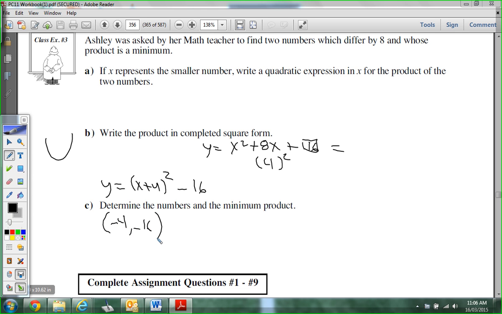So what are the two numbers then? If negative 4 is my x, what's the other number? That's our smaller guy. What's our big number? Right, x plus 8. So what's negative 4 plus 8? 4. Negative 4 and 4 are your two numbers. Does that make sense? And that makes sense because 4 times negative 4 is negative 16, and 4 is 8 bigger than negative 4.